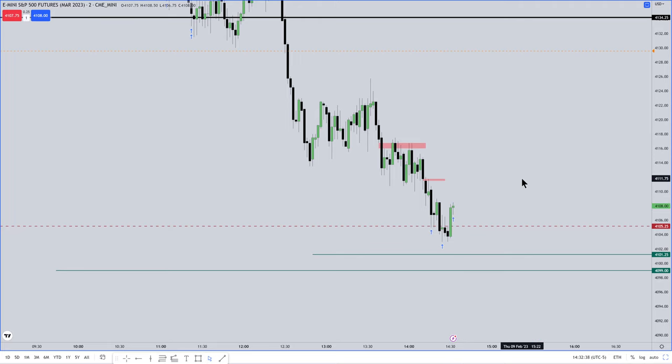The low of this candle. 4109.25. Guy's thinking to himself, how the hell did he just hear that? I was thinking, I didn't say that loud. He's in my head. What's the high of that candle? Got to be on the candle, this right one now. 4109.25, exactly the low of that candle.